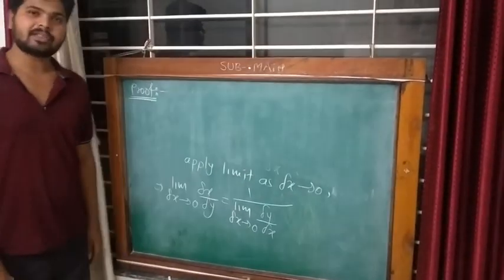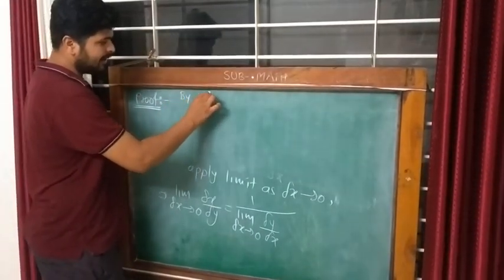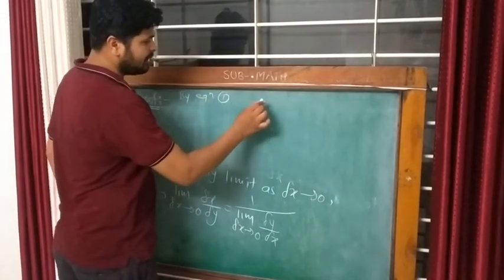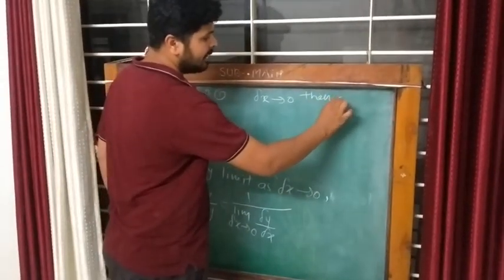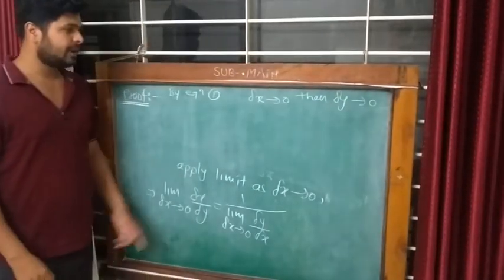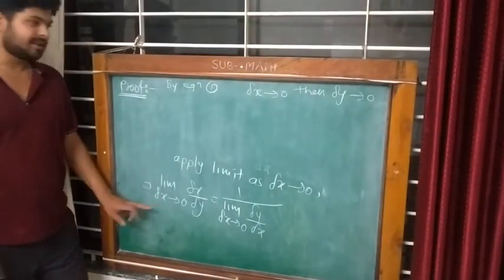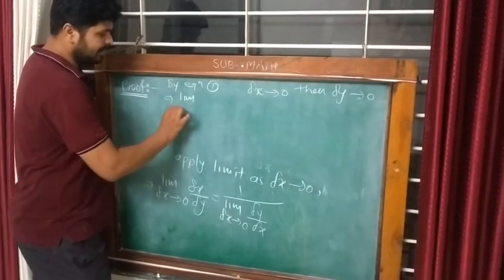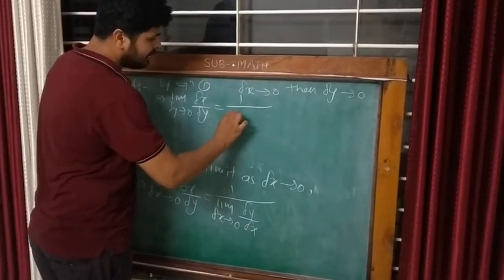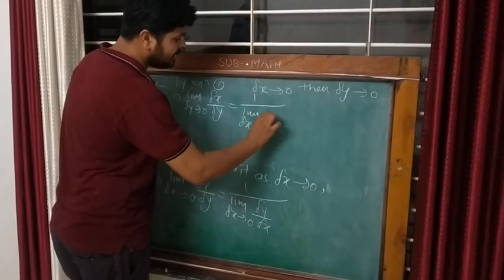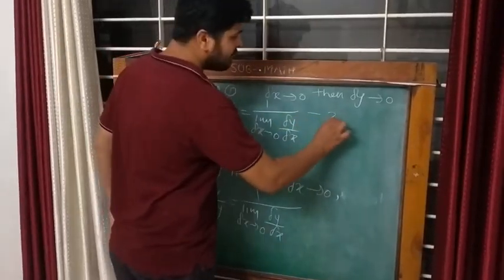So by using our equation number 1, I again write that equation here. And what is that equation? Delta x tends to 0, then delta y also tends to 0. So if I apply this condition here, the denominator is delta y, so I change this limit, and this limit becomes limit delta y tends to 0, delta x upon delta y is equal to 1 upon limit delta x tends to 0, delta y by delta x. So call this part as equation number 2.